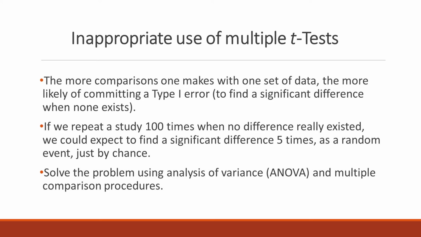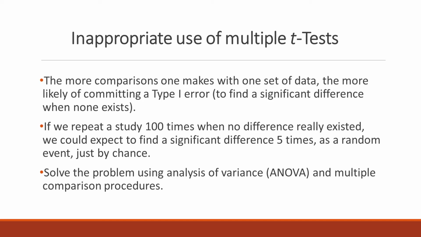Consider the interpretation that, for alpha equals 0.05, if we were to repeat a study 100 times when no difference really existed, we could expect to find a significant difference 5 times as a random event, just by chance. 5% of our conclusions would be in error. For any one comparison, however, we cannot know if a significant finding represents one of the potentially correct or incorrect decisions. Theoretically, any one test could be in error.